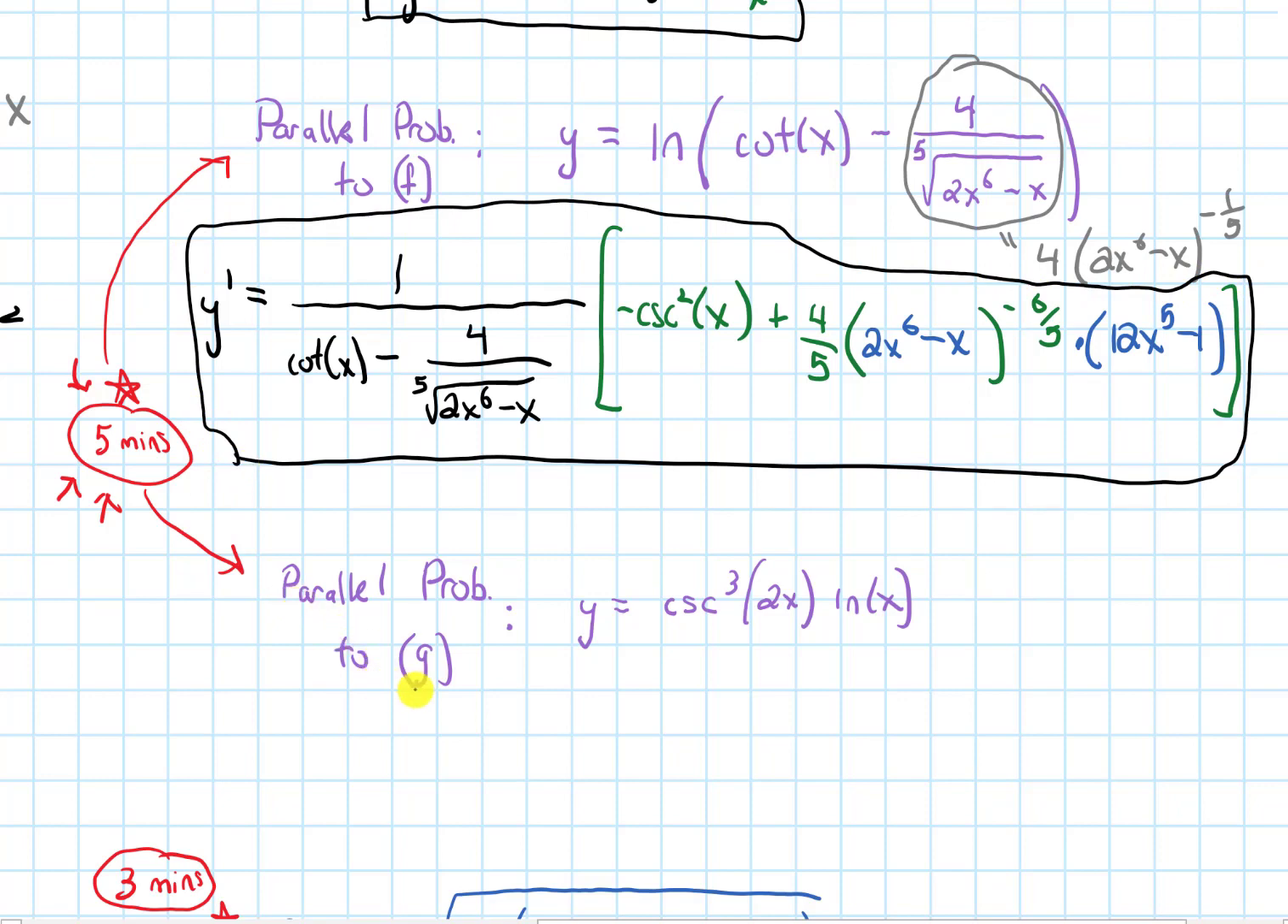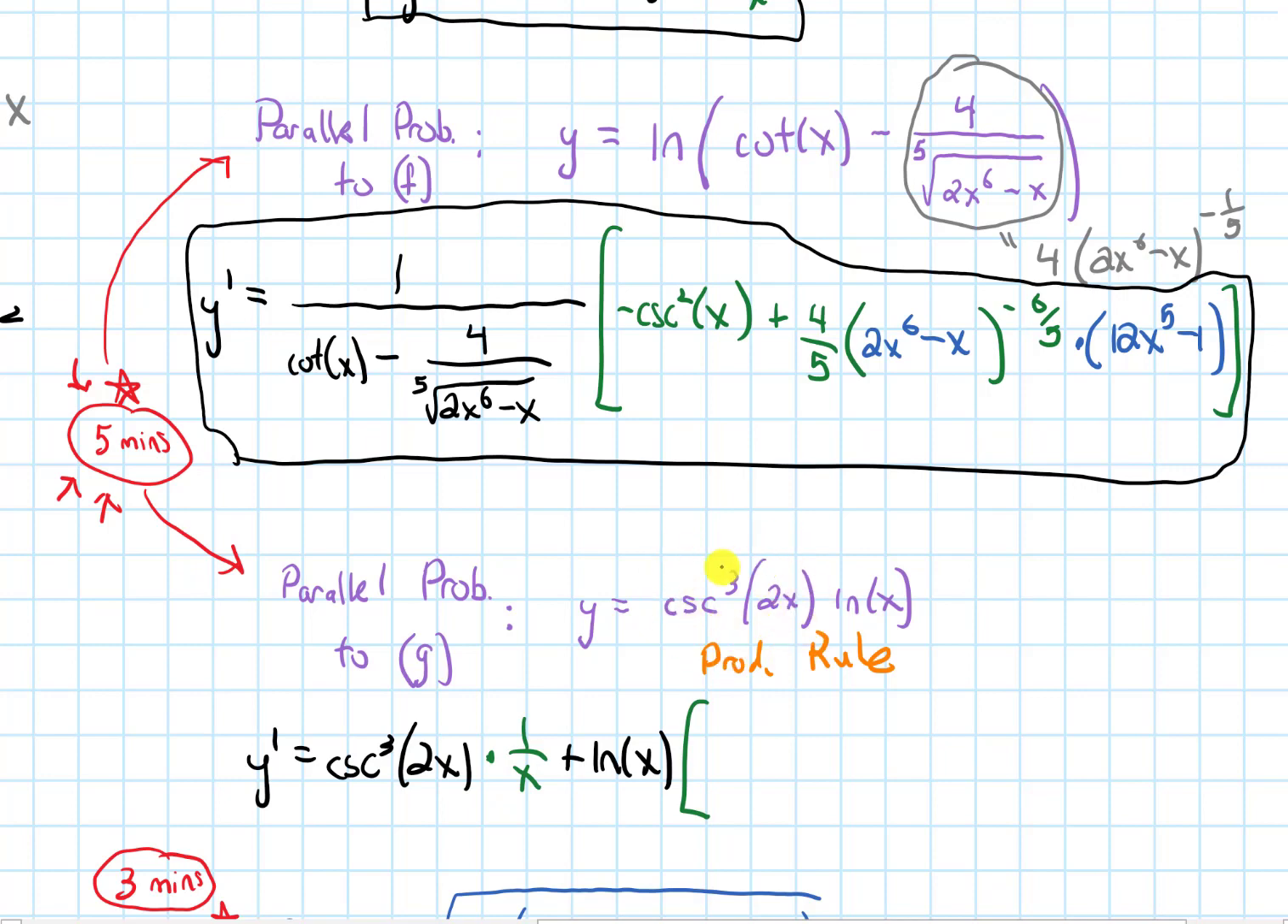All right, let's talk about this parallel problem to G. Y is equal to cosecant cubed of 2x times ln of x. So for this, we have these two functions being multiplied. So we need product rule first. And product rule says, when you do the derivative, you'll get your first function, cosecant cubed of 2x, times the derivative of the second, which is 1 over x, and then plus the second function, ln of x, times the derivative of the first.